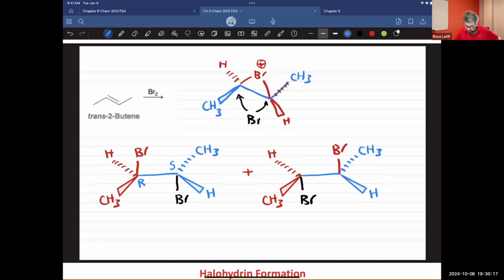How about here? 1, 2, 3. This is going to be S configuration. This one, we look at it, this is going to be S. So what did we start with? We started with S, R. And again, let me double check the second one.